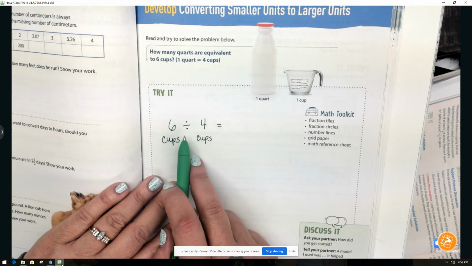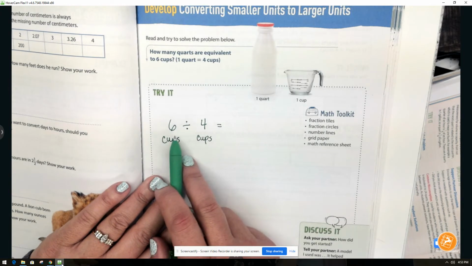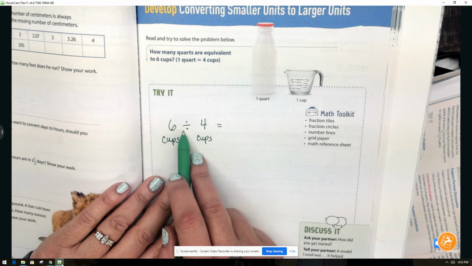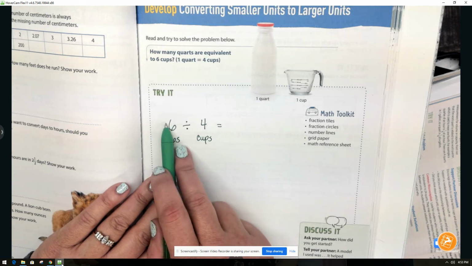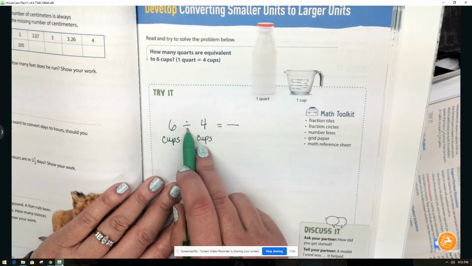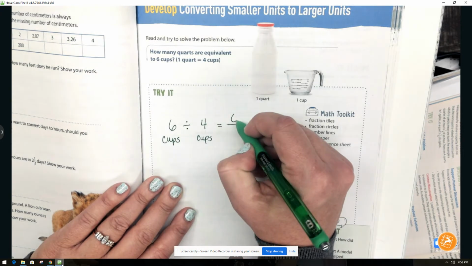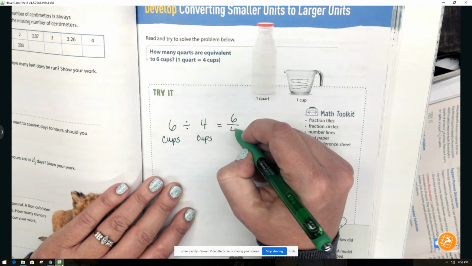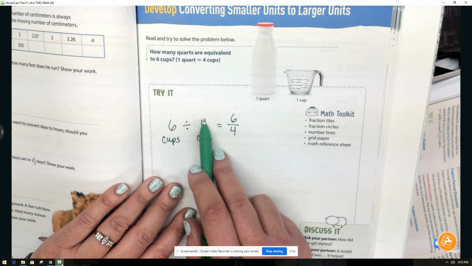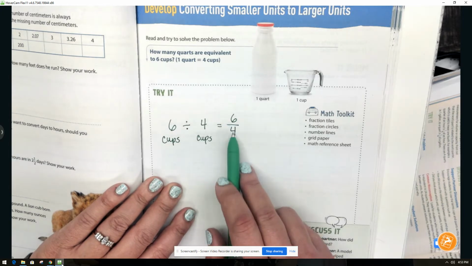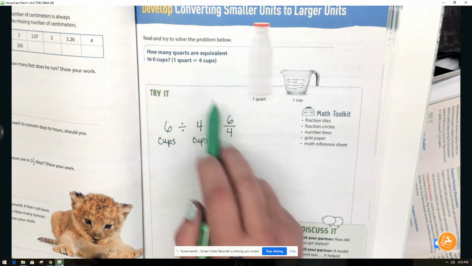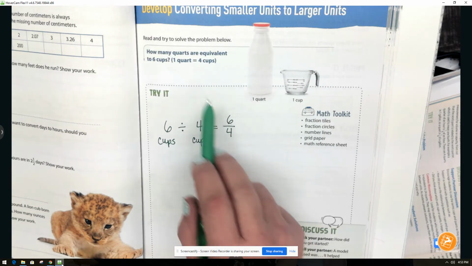Now remember, this was a little tricky for some of you to remember last week, but when we have the equation 6 divided by 4, we can rewrite this as a fraction using the fraction bar as our division sign. So 6 divided by 4 is the same as 6 over 4, because this means we have 6 cups and there are 4 cups in a whole, and so we're trying to find out how many quarts that is.